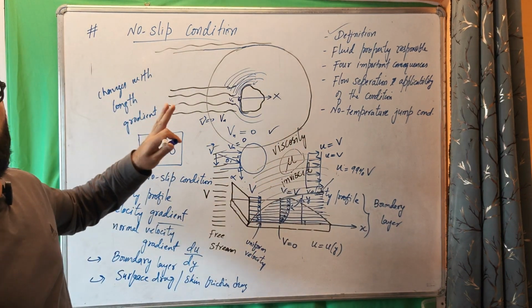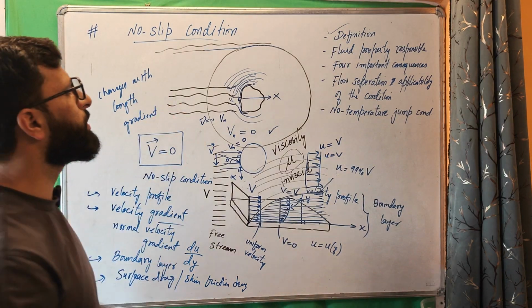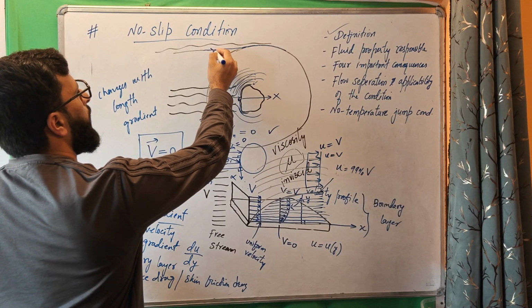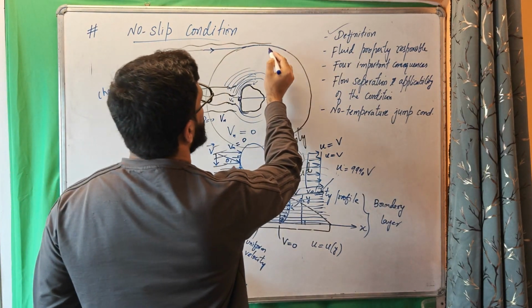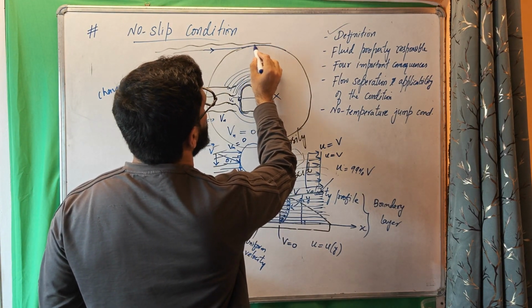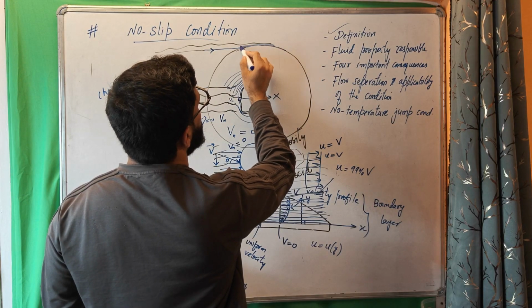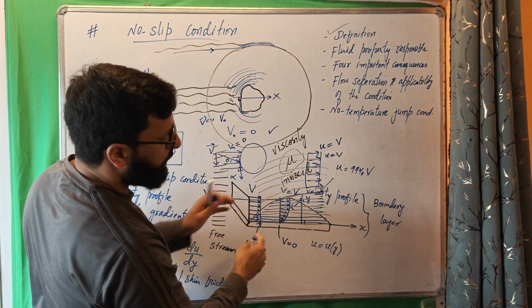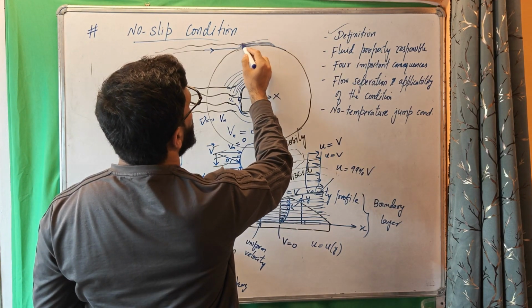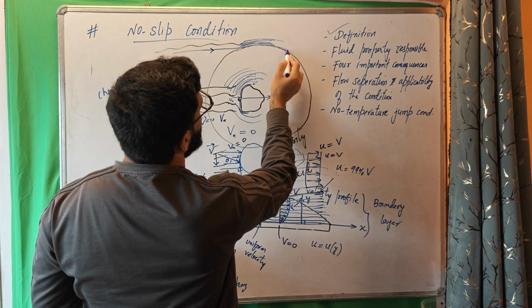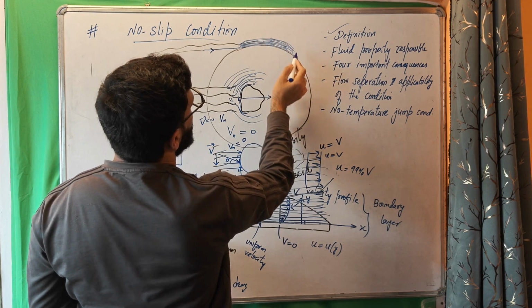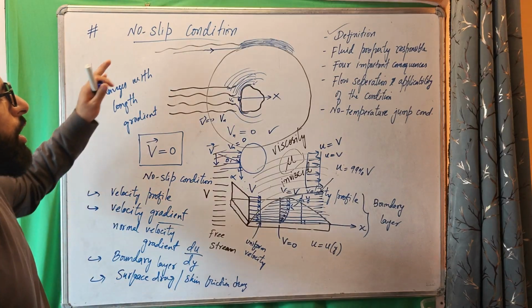If the fluid is moving at a very low Reynolds number, very low speed, it will remain attached. But if the fluid is moving at some higher velocity, what will happen? This boundary layer, the layer in which the velocity gradient exists, if the Reynolds number is low, will remain attached to the solid surface all the time.